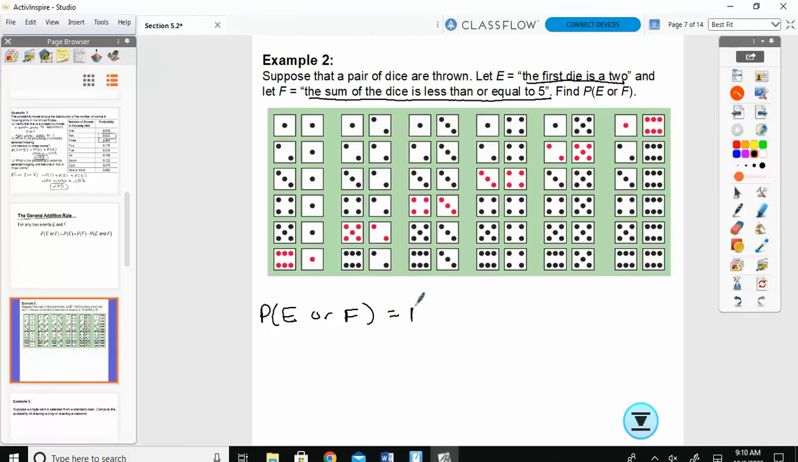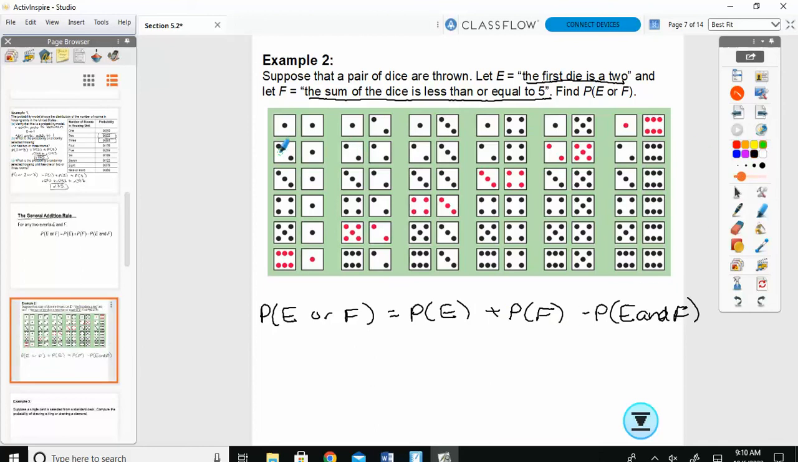So we have to use our general addition rule. So that's the probability of E plus the probability of F minus the probability of E and F. And I strongly encourage you to start writing out these formulas as we calculate probabilities. If you write out your formula, it's just a matter of plugging numbers in. When you don't write out your formulas, a lot of times you're sitting here struggling trying to figure out what to do. So I think it helps a lot if you know what you're looking for.